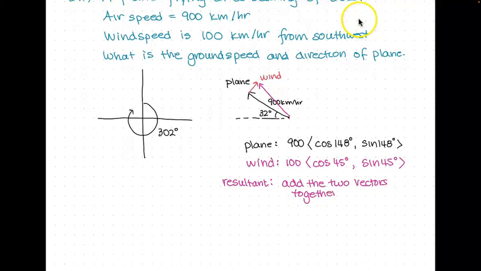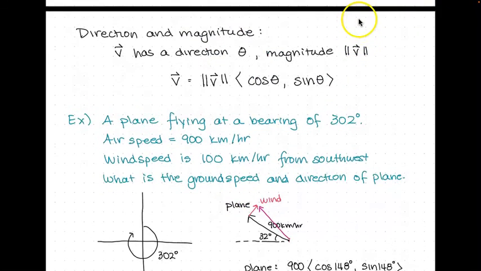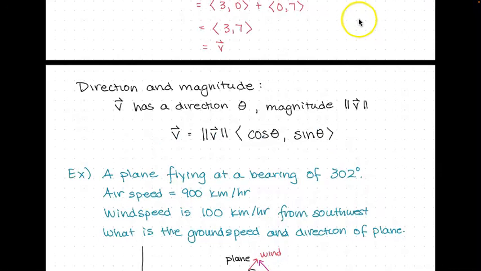Now when you add the two vectors together, and I'll have it worked out so you can go back in the notes and take a look at it, you're actually going to add whatever 900 times cosine 148 is plus 100 cosine 45. You're going to get a decimal. Just use that as your horizontal component. And then same thing for the vertical. But then you're going to have to use the formula that we know to find the magnitude. And then you can use this formula to help you find the direction. Just a minute.